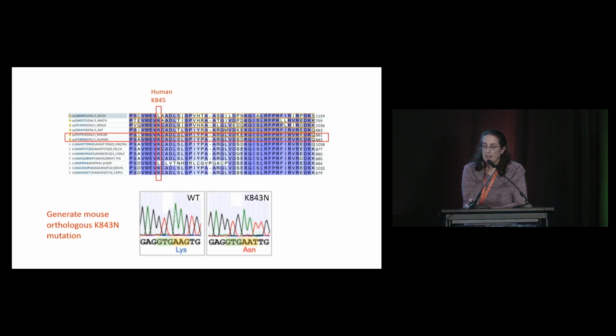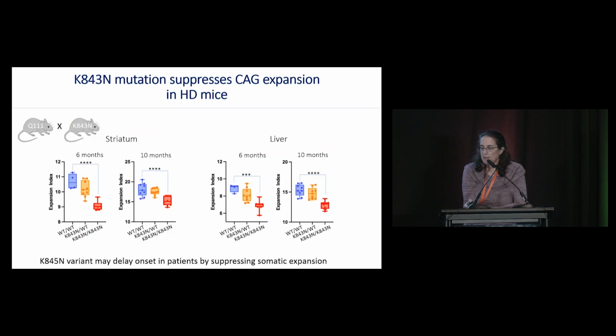So this amino acid is conserved. We made a mutation in the mouse at position 843, and we have crossed those with our knock-in mice, and we've looked at the impact on repeat expansion, and we can see that this mutation in mice suppresses repeat expansion in both striatum and the liver. So this is giving some evidence that in patients, this mutation may be delaying onset by suppressing expansion.